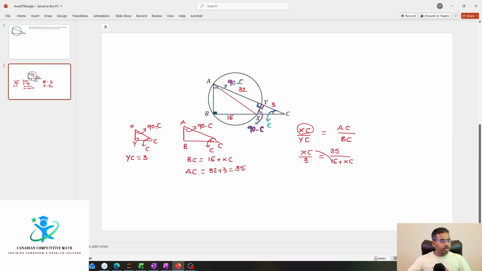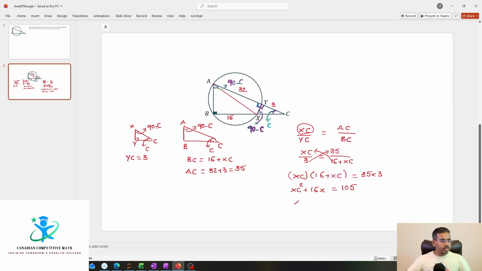So if I just cross multiply this, XC into 16 plus XC equals 35 times 3, which makes it XC square plus 16x equal to 105. Right.